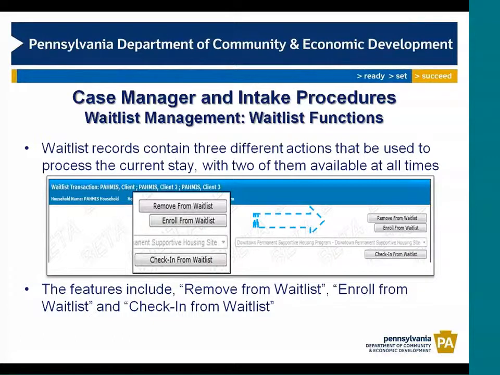After selecting the program and hitting check-in, the system looks at all the clients on the waitlist transaction, and it'll take you directly to the first client that is enrolled in that residential program and doesn't have inventory. So it's very intelligent and flexible on the different options it can provide.